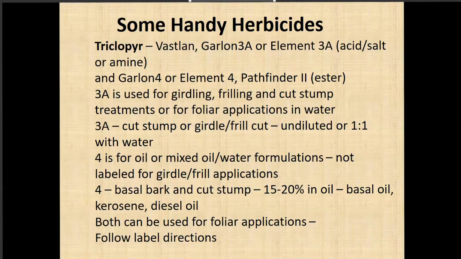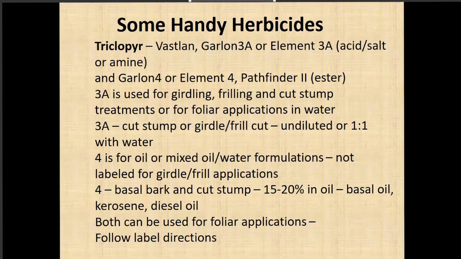Garlon 4, Element 4 or Pathfinder 2 is an ester-based formulation of the triclopyr, so oil-based. This is mixed with oil or oil and water formulations, but it's not labeled for girdle frill applications. I've heard of some people using it for that, and they typically say they don't get very good results. Part of the reason is it's not formulated to be used that way. It's not on the label, so it's a use that you shouldn't be doing with it. But it is very effective for the basal bark application and the cut stump applications.